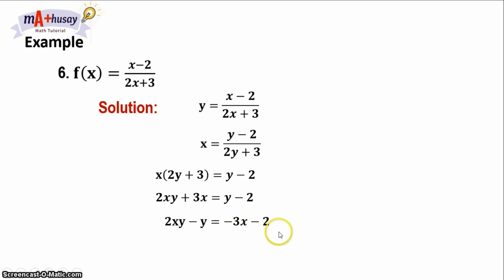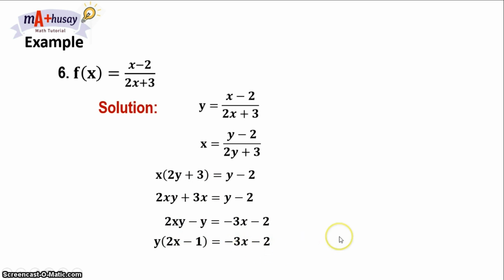So, saan galing yung ating negative 3x? Itong term na 3x sa left side kanina, so we add negative 3x sa both sides ng ating equation. So, kaya, ito na yung result. So, take note, since we're solving for y, we can pull out y dito sa left side ng ating equation. So y times 2x minus 1 is equal to negative 3x minus 2.